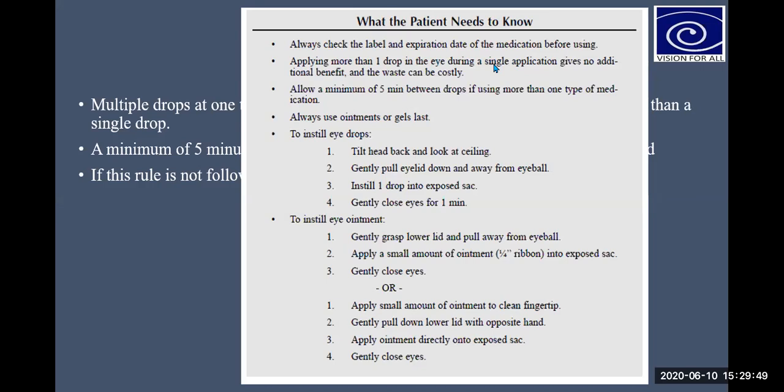There is also a procedure for the ointment. First, gently pull the lower lid away from the eyeball. Second, apply a small amount of ointment, about a quarter-inch ribbon, into the exposed sac and close the eye.